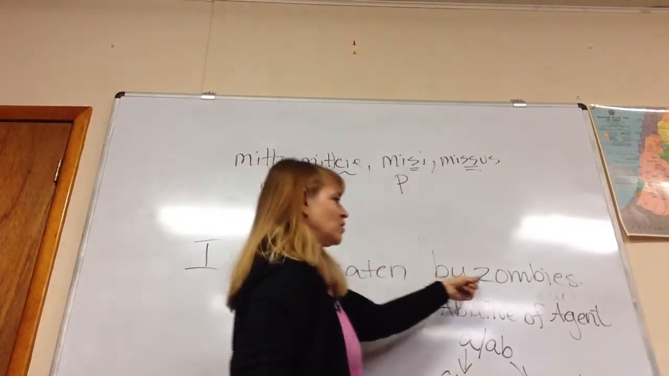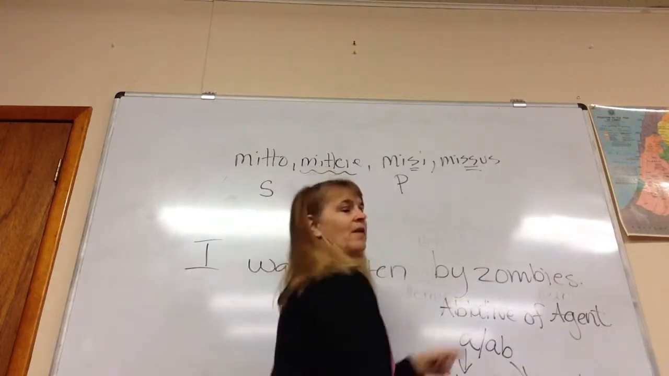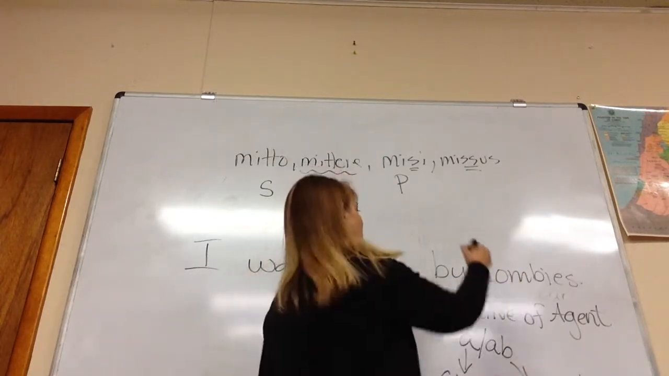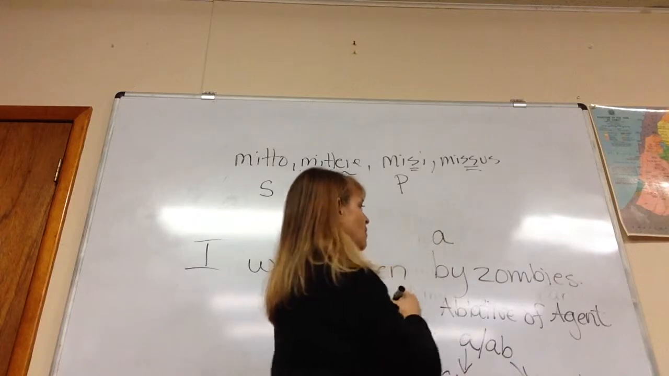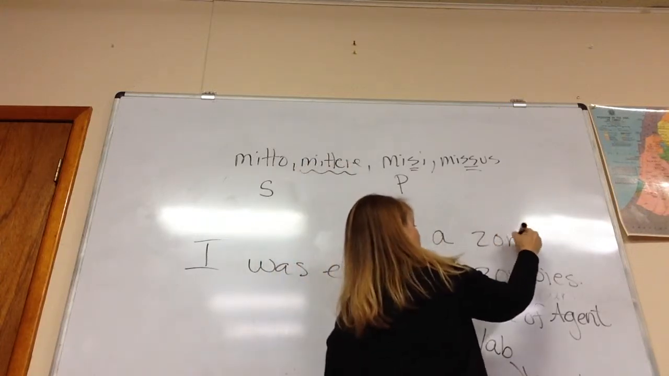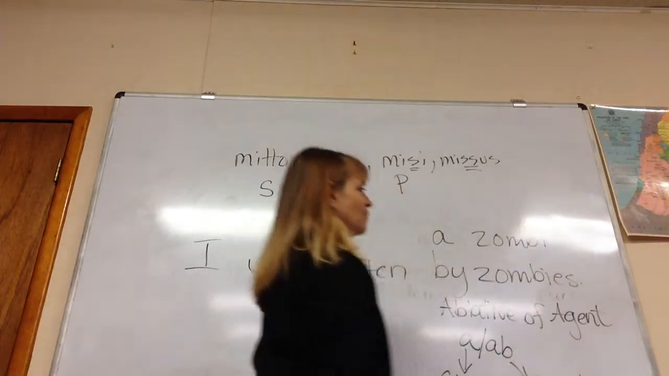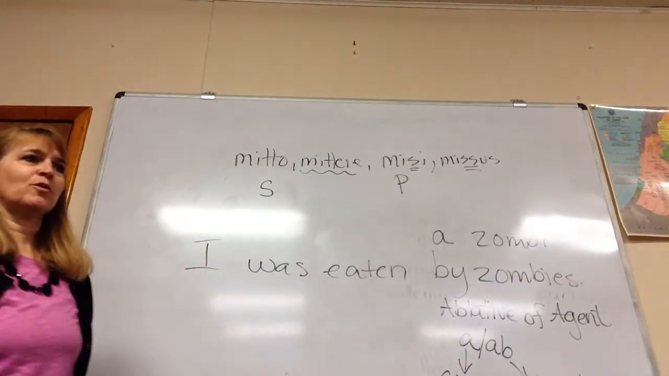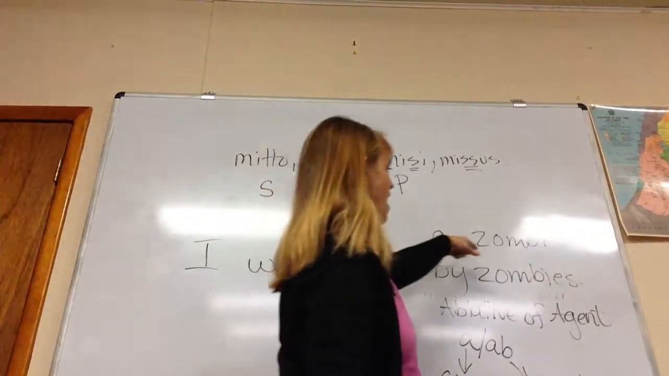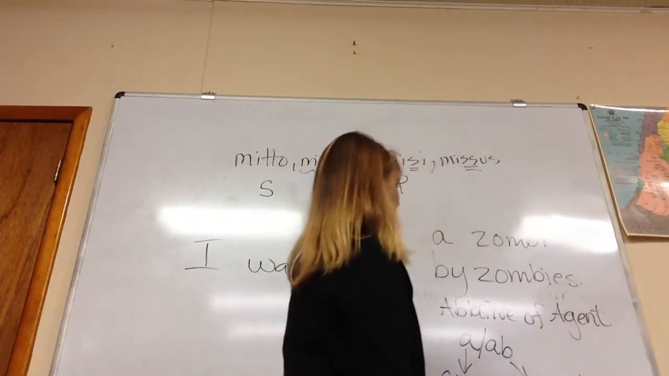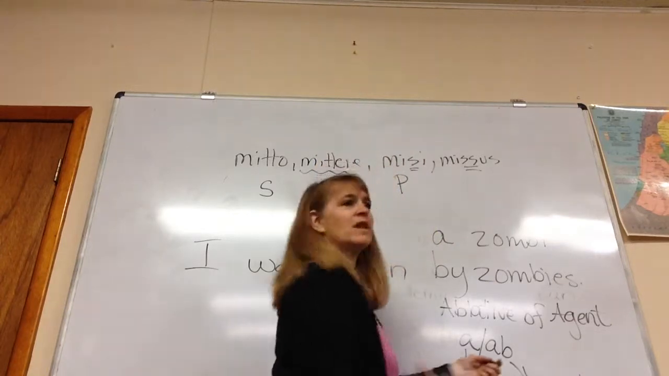So zombie starts with a Z. We don't know the Latin word for zombie, but since it starts with a Z, we would use an a, and we'll just put it in the nominative plural, second declension. By zombies, okay?